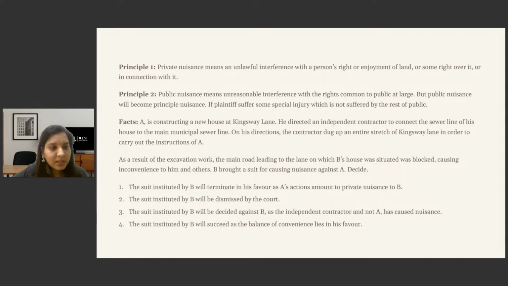So when you see the definition of private nuisance, you can see that it means an unlawful interference with a person's right or enjoyment of land. Whereas public nuisance means unreasonable interference with rights common to the public at large. So here are two concepts that we are learning: in the first one we look at the right of only one person, in public we look at the common public at large. So according to that, the answer should be A. The suit instituted by B will terminate in his favor as A's action amounts to private nuisance, something which is private in nature.